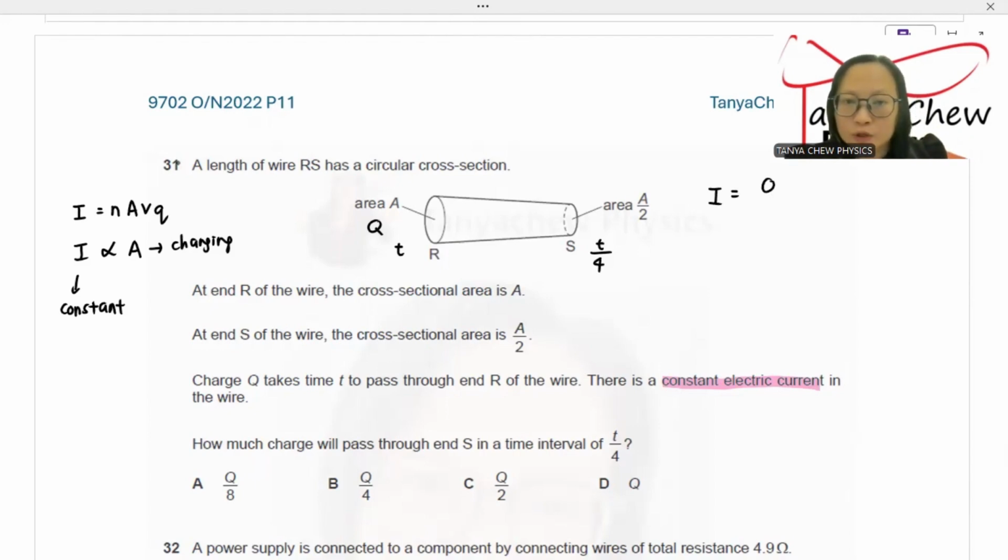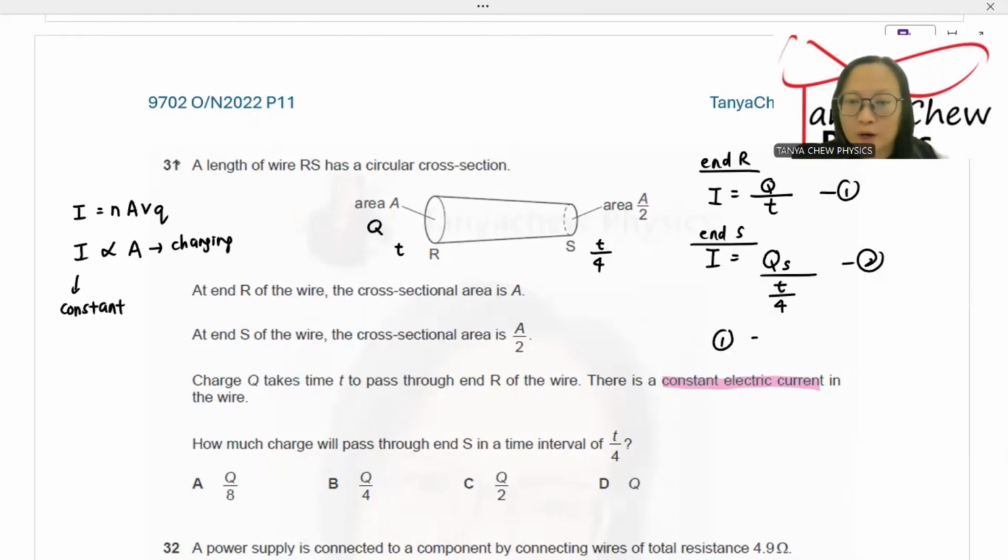I is equal to Q over T at NR. And then the same I at NS, okay? This is NR, this is NS, the same amount of current, but the charge may be different. Charge at S divided by T over 4. So I would say that this is equation 1. I compare between the two equations. Equation 1 is equal to equation 2. Q over T is equal to Q at S over T over 4.